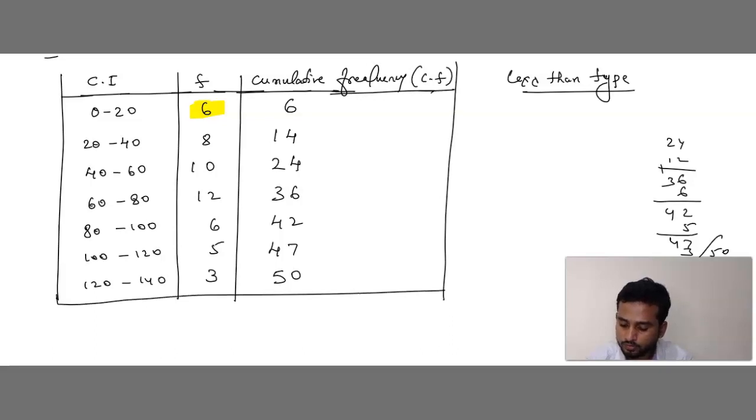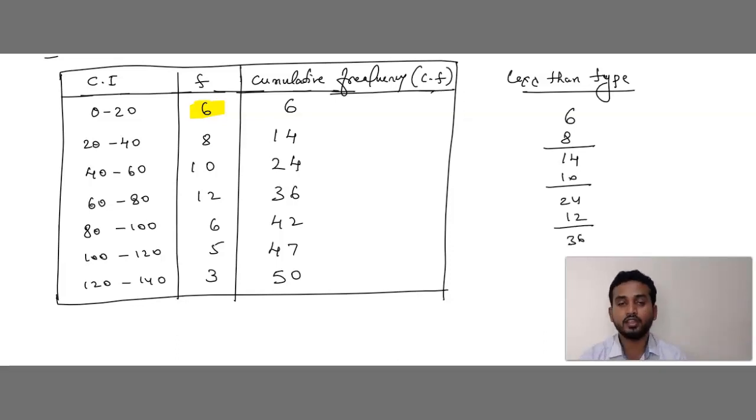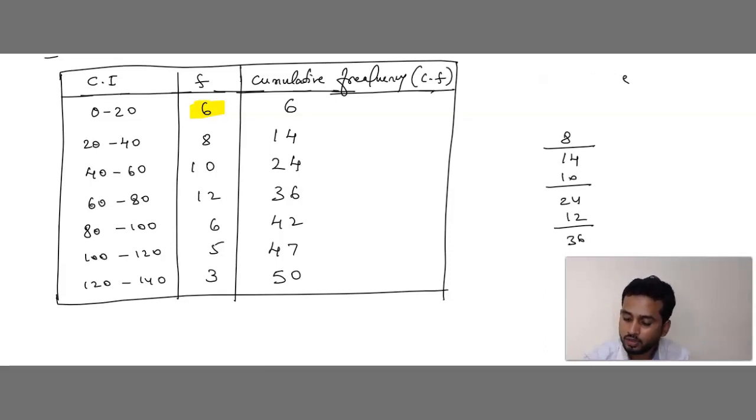Any doubts, children? What we did? Again, do you want me to show these steps? Observe here. First you wrote 6 as it is. Next 6 plus 8, how much? 14. Again 14 plus 10, 24. 24 plus 12, 36. Again, you just go on adding those numbers so that you will get all these numbers. Understood? Is this clear?